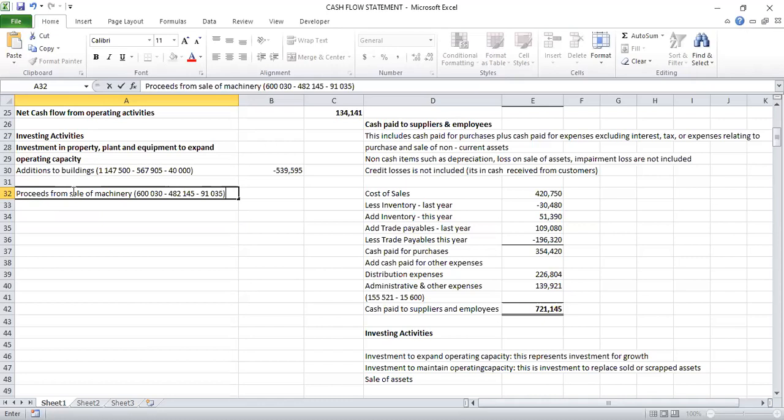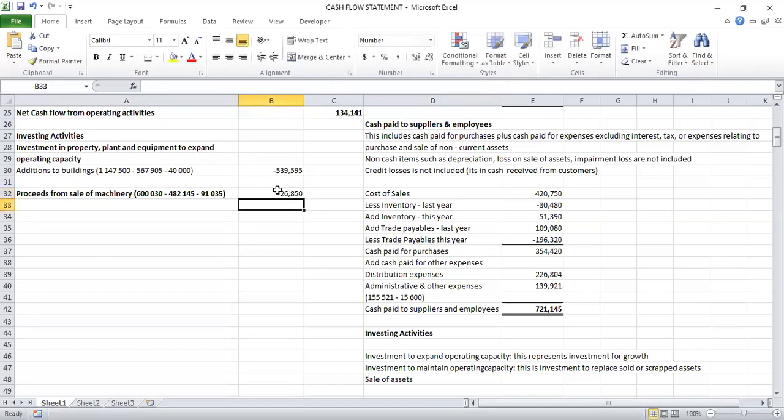What do you get? 26,850. Okay, that's a positive because money is coming in, because money is actually coming into the organization.